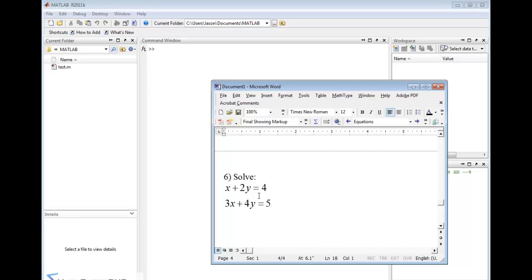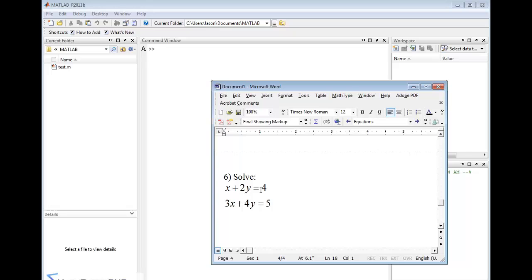x plus 2y is equal to 4, and 3x plus 4y is equal to 5. By hand, you could do lots of things. You could substitute in and solve for the variables. You could graph these and figure out where they intersect. You could use addition techniques. You can do lots of different things to actually solve this.